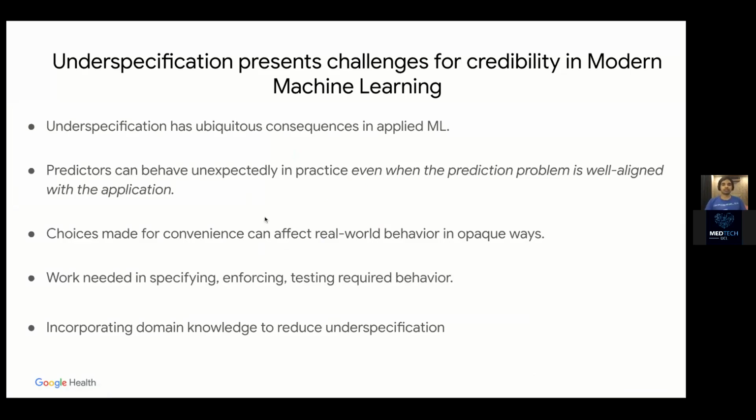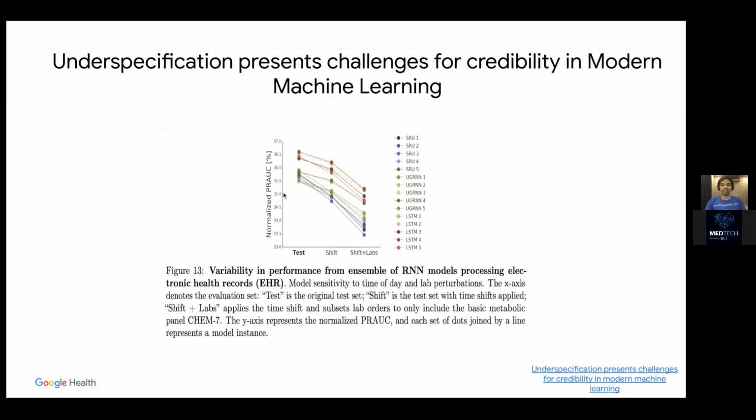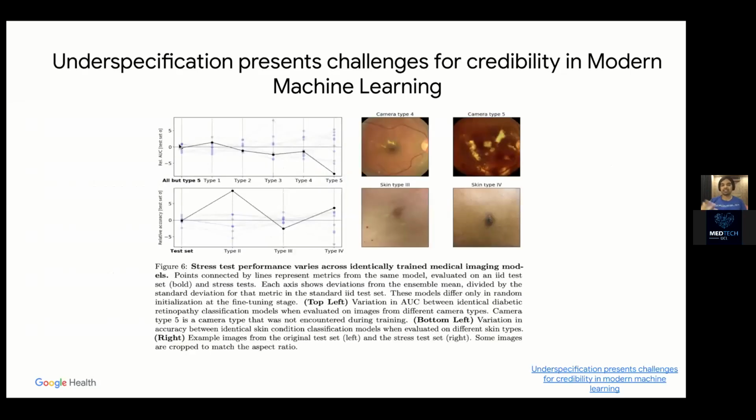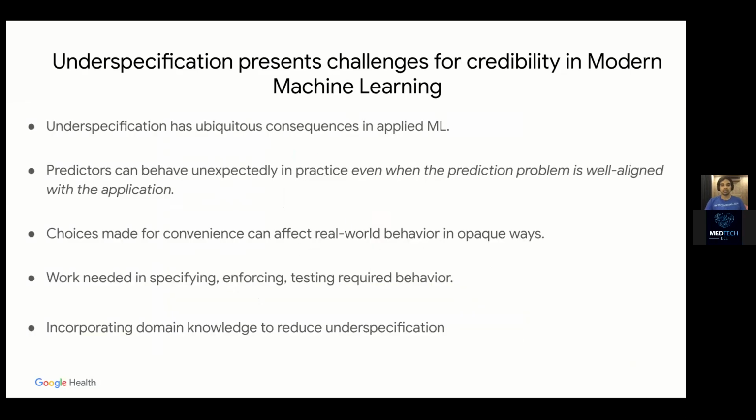I think the one key thing is the choices that we often make for convenience when developing our medical imaging models. The models that we have over here are essentially just differing in the random seed that is being used to train these models. But we can see that this choice, which is just made for convenience and made random, can really affect real world behavior.